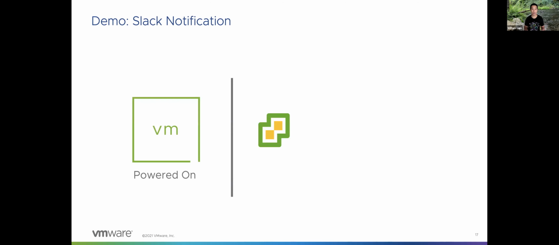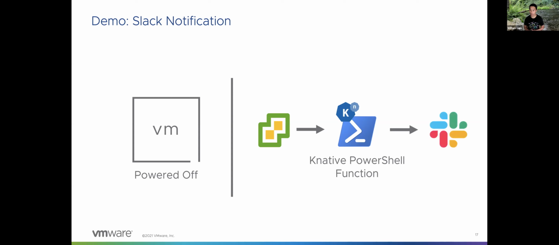When a VM gets powered off, vCenter is going to generate a powered off event. I'm going to have a function specifically, and this one happens to be written in PowerShell. It's one of our first Knative PowerShell functions. What it's going to do is basically send me a Slack notification, right? Really basic, but I wanted to at least highlight how this works using the new vSphere UI integration with the VEBA solution. So let me jump into that real quick.